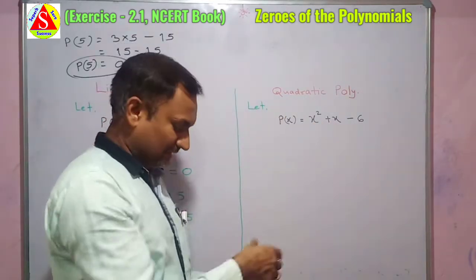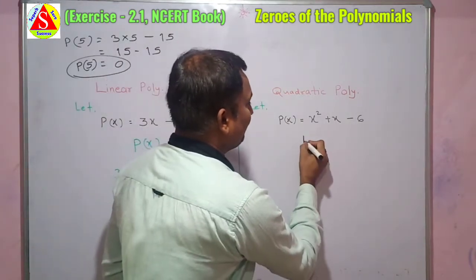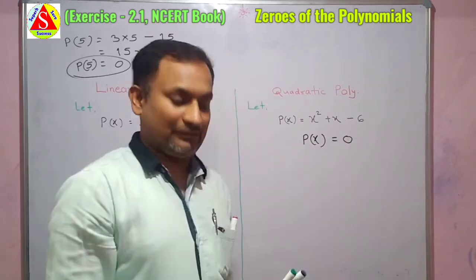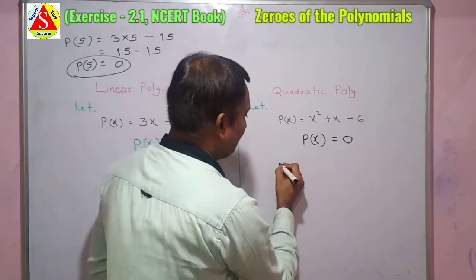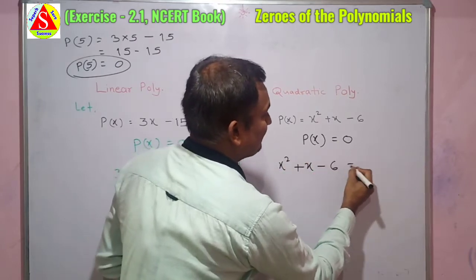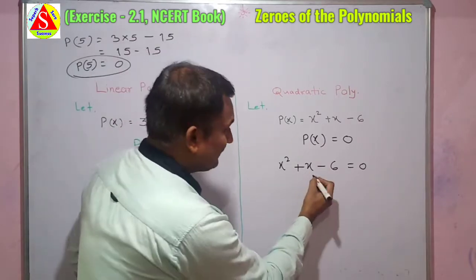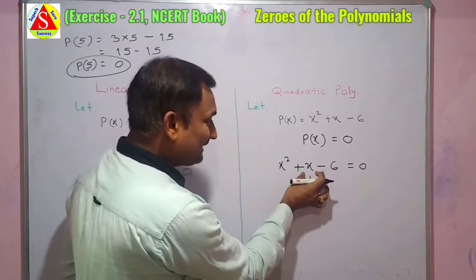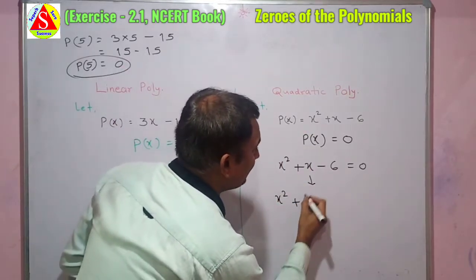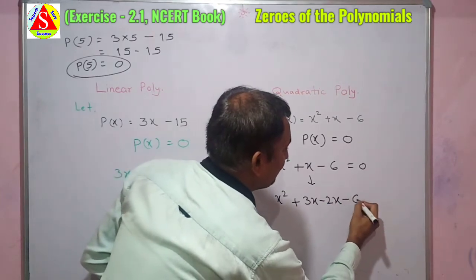So let's do it. Dear students, first of all, we will equate p(x) to 0. After this we will have x square plus x minus 6 is equal to 0. Here the middle term is x, so we will split this term. So we will have x square plus 3x minus 2x minus 6.